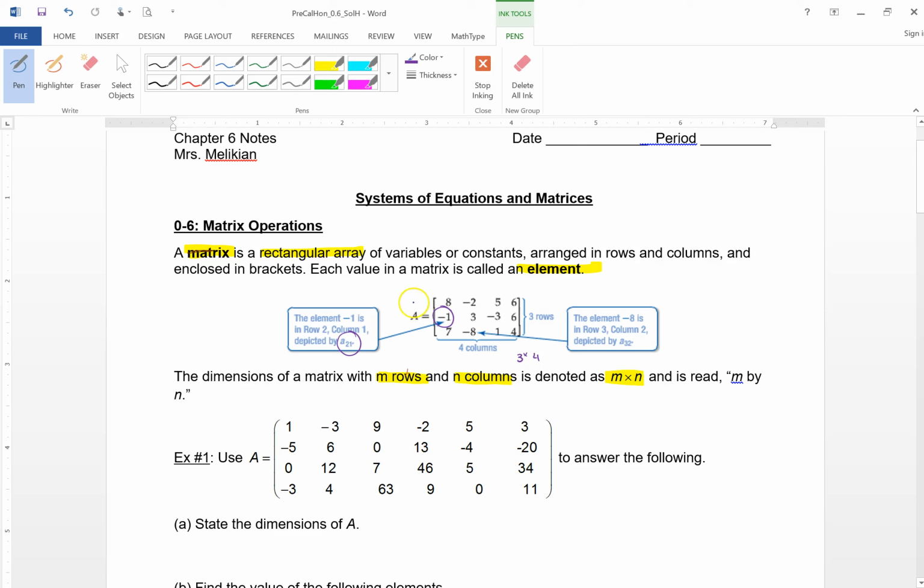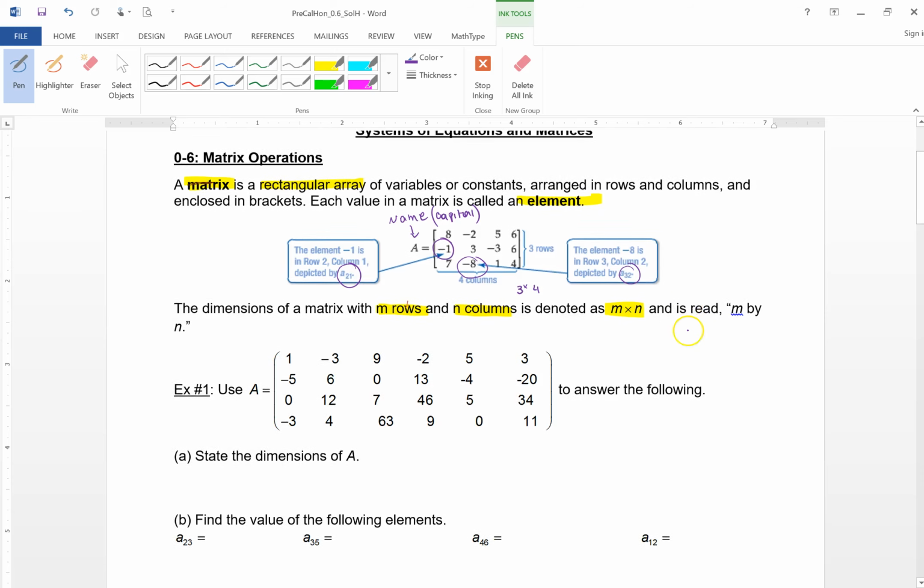Now what about the variable? The name of the matrix always gets a capital letter. So if the name of this matrix is capital A, then each entry is little a. So this one, in the second row, first column, is little a, 2, 1. This one here is in the third row, second column. So it's a, 3, 2. Row 3, column 2. That's just how we organize the information there.